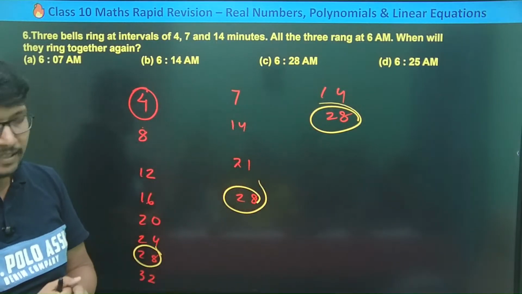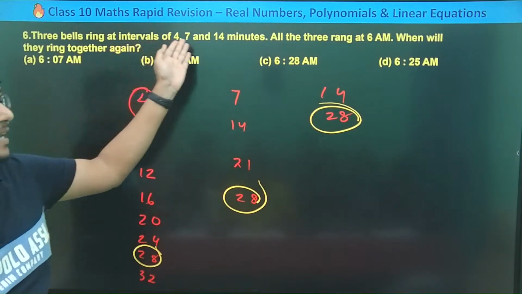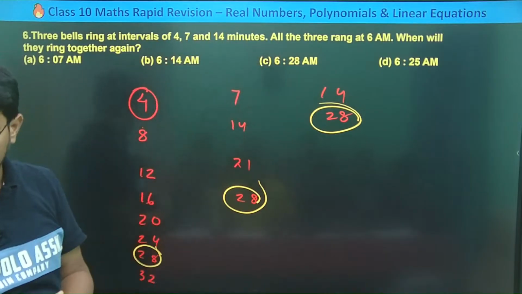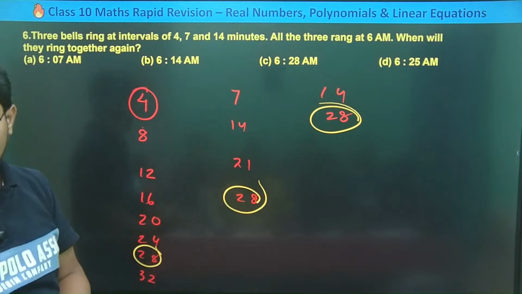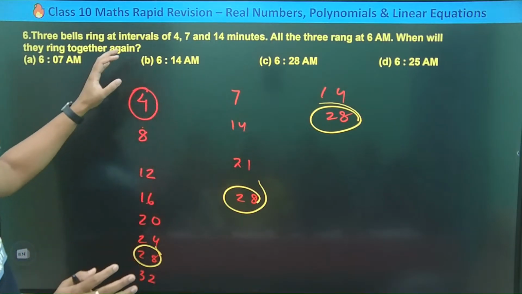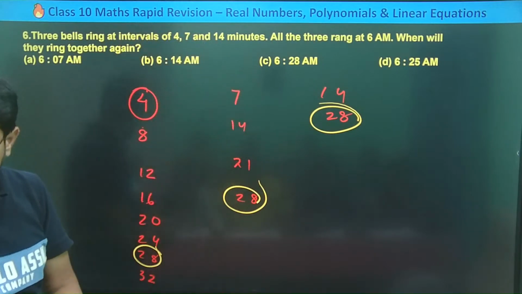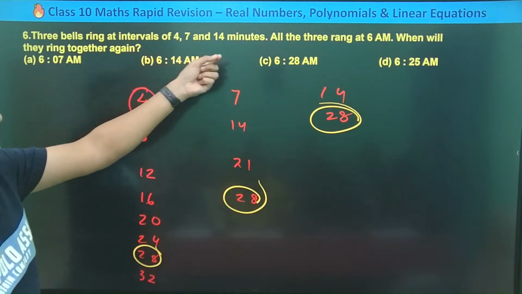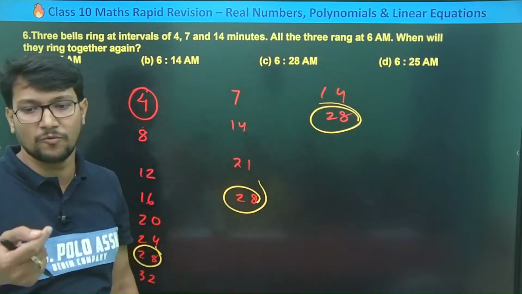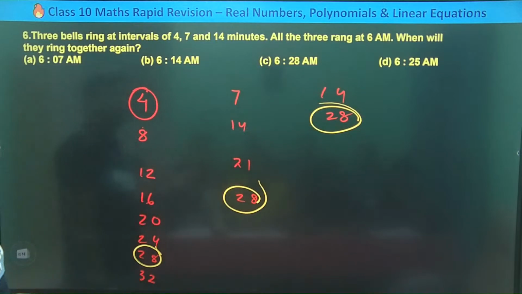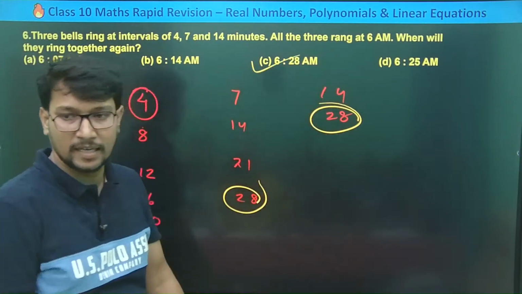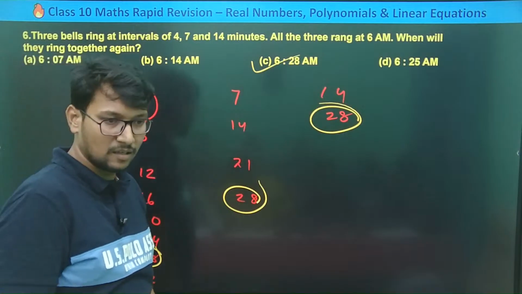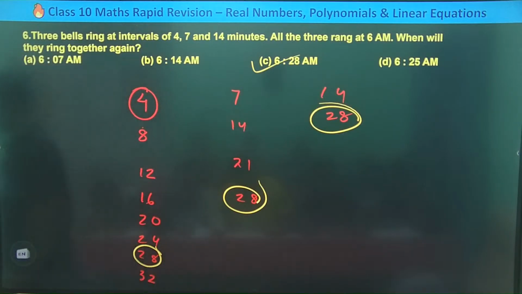This is a common multiple, therefore you have to find their LCM. I have just explained this, so you will get the LCM as 28. That means if it rang at 6 am, the next time it will ring at 6:28 am. Is that clear? The option is 6:28 am. Okay, solve quickly, everyone.